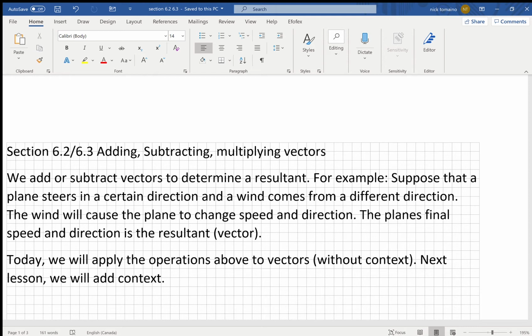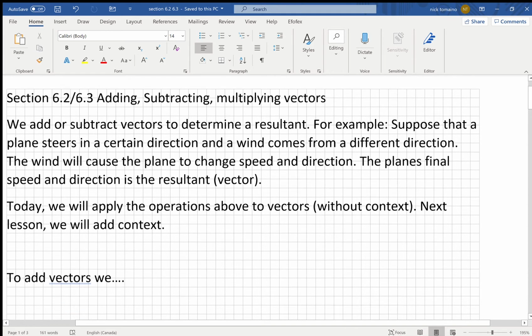To add or subtract vectors, we determine a resultant. I just threw out a couple examples here. One example is when a plane steers in a certain direction, and a wind comes from a different direction. The wind's going to cause the plane to move. So if the plane wants to go to a particular location, it's not necessarily going to steer to that location. It's going to steer to compensate for the wind. The plane's final speed and direction is the resultant vector. Today we will apply operations to vectors, and next lesson we'll add the context.